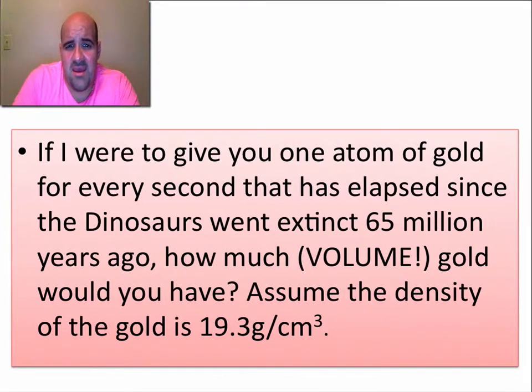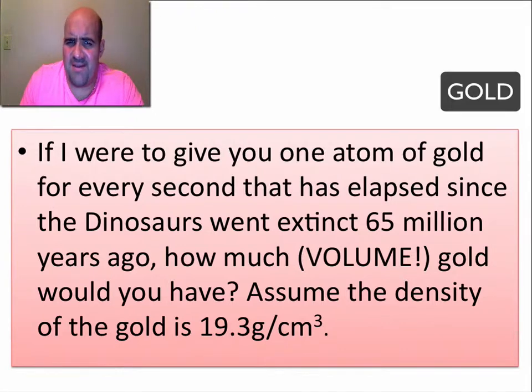And the question is, if I were to give you one atom of gold for every second that has elapsed since the dinosaurs went extinct 65 million years ago, how much gold would you have? Assume the density of gold is 19.3 grams per centimeter cubed. So I want to know what volume of gold, what size gold you would have, assuming that I'm giving you one atom of gold for every second that went by in the last 65 million years.